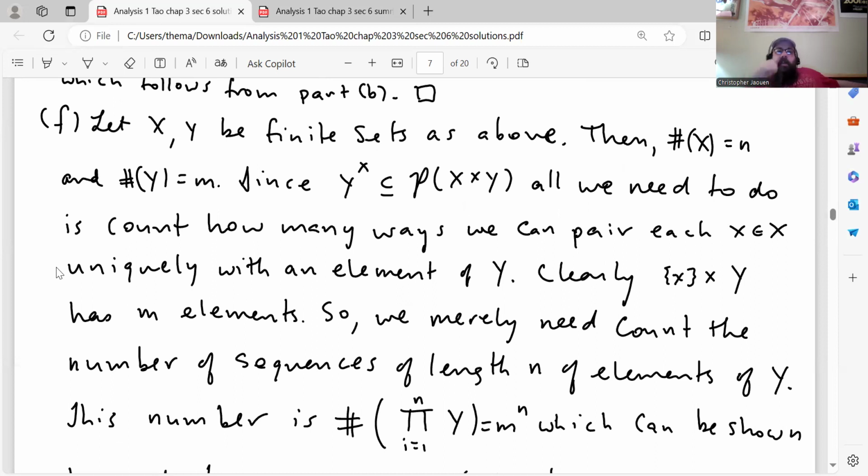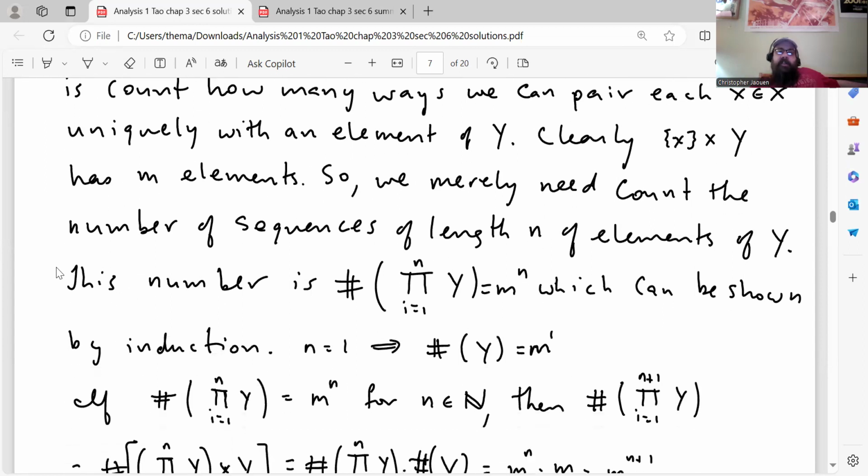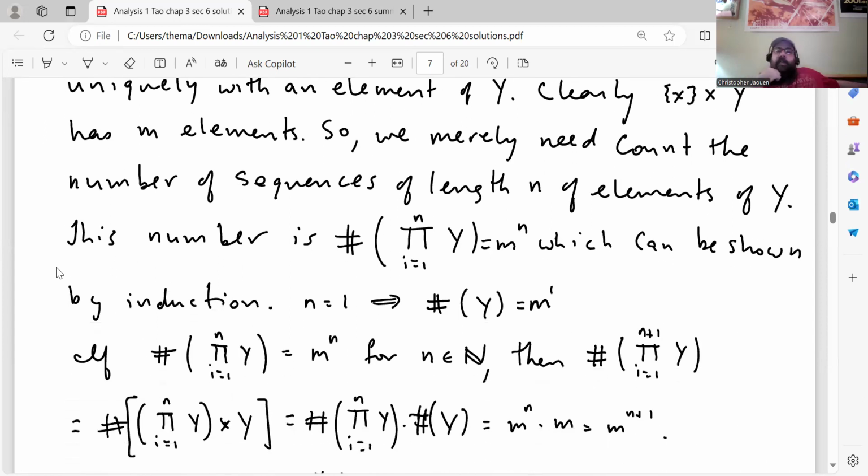of Y equals m. Since the set of all functions from X to Y is a subset of the power set of X times Y, all we need to do is count how many ways we can pair each element of X uniquely with an element of Y. Clearly, the set X times Y has m elements, so we merely need to count the number of sequences of length n of elements of Y.